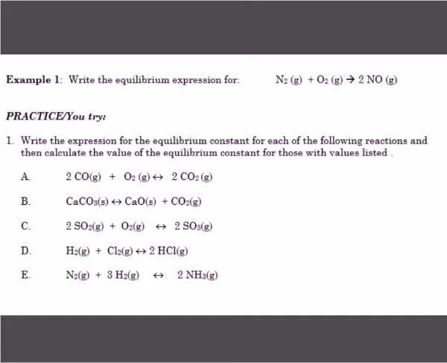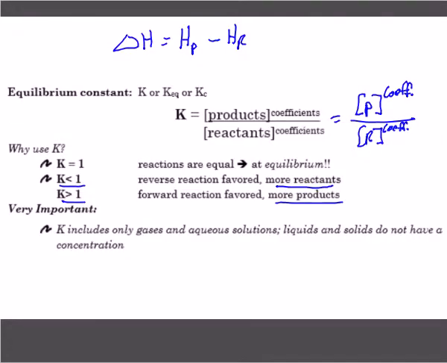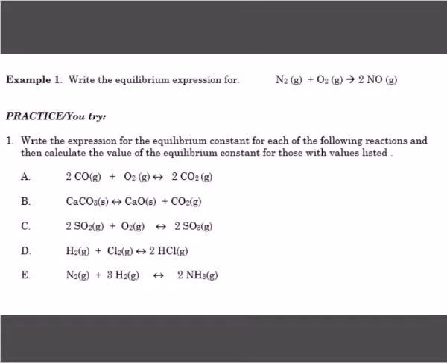Oh, one other piece with it. I just glossed over something very important, guys. K only includes gases and aqueous solutions. Liquids and solids do not have a concentration. Remember that. So first thing you want to look at: do I have gases and aqueous? If I have those, then they're all going to be included. If not, I'm going to cross out solids and liquids because there's no concentration.